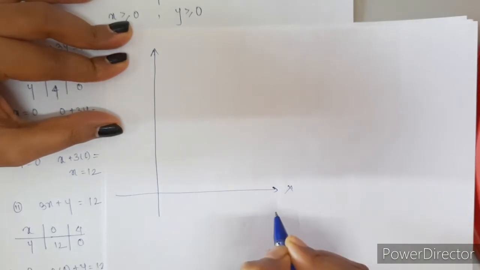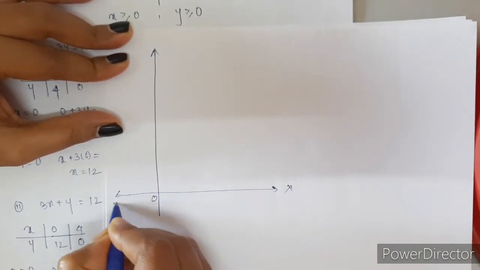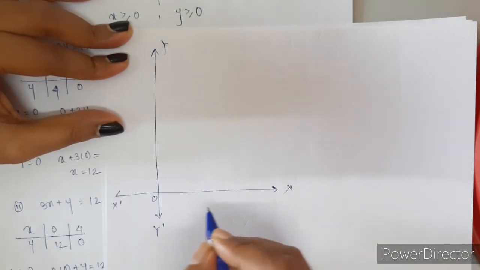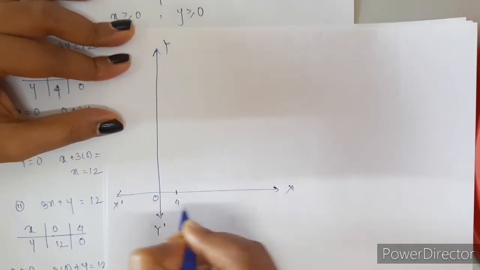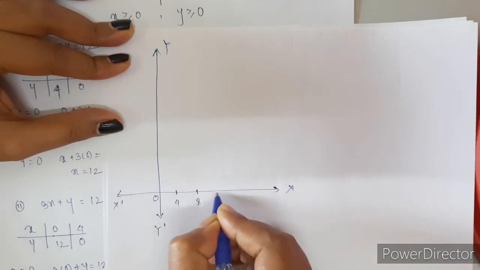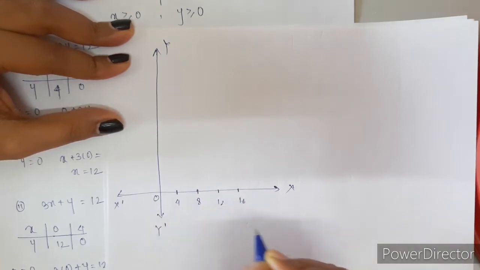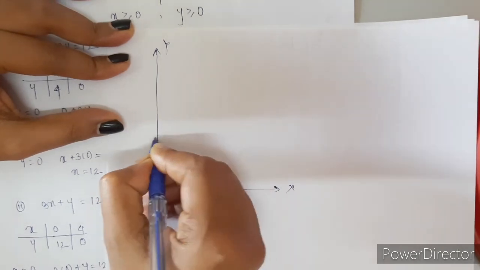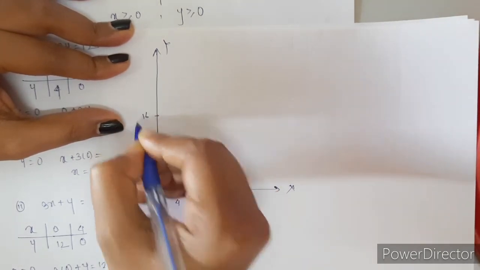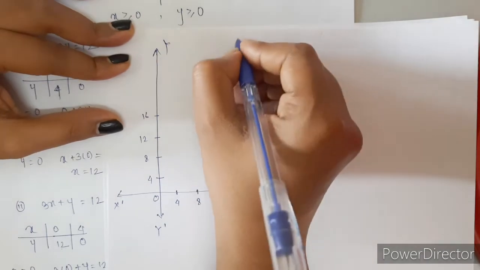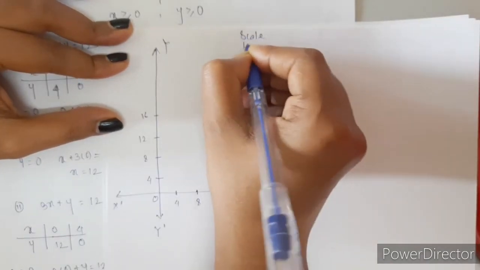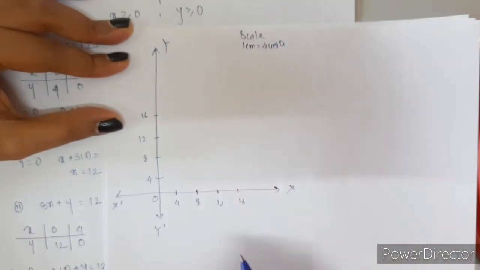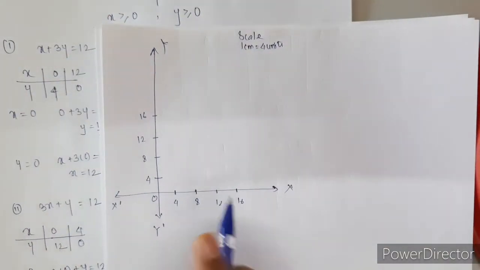This is the x-axis, origin, negative x, y, origin, negative y or y dash. I am taking intervals of 4. So 4, 8, 12, 16. Next will be again 4, 8, 12, 16. Right? Now the scale is 1 centimeter equals 4 units. Okay. Now what is the first point?